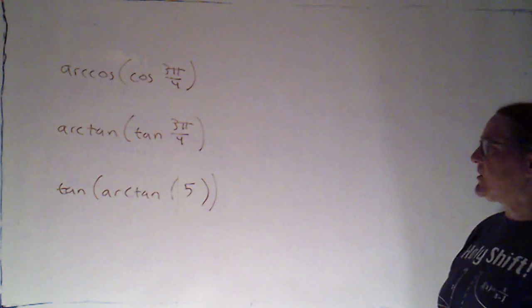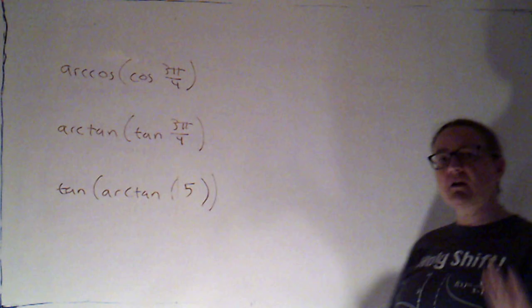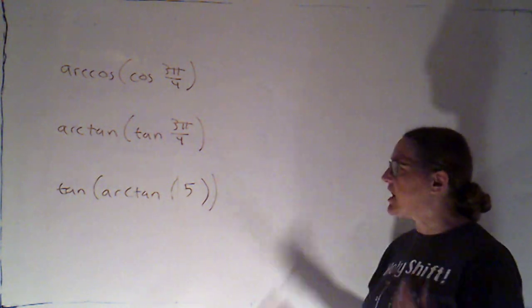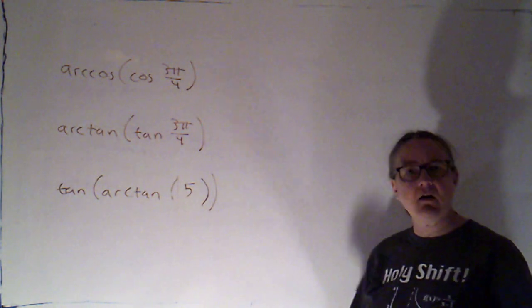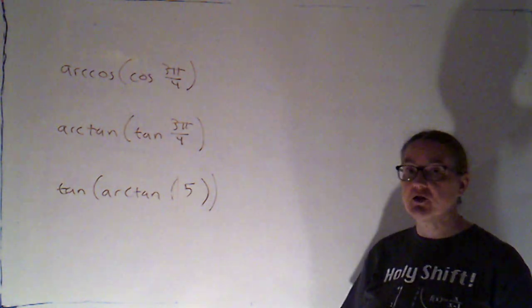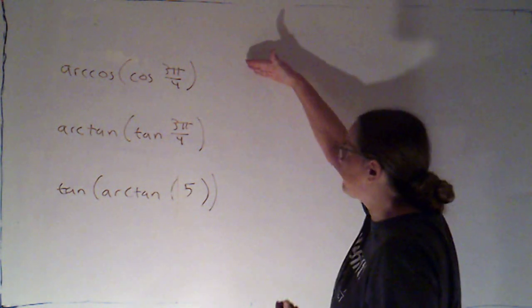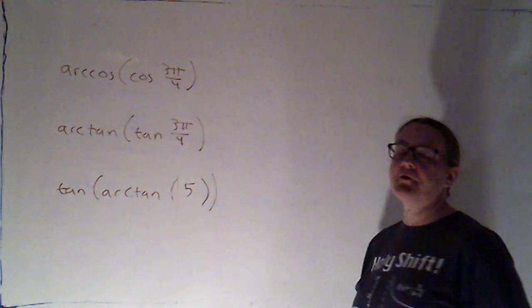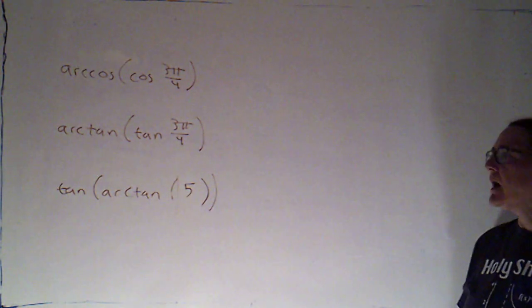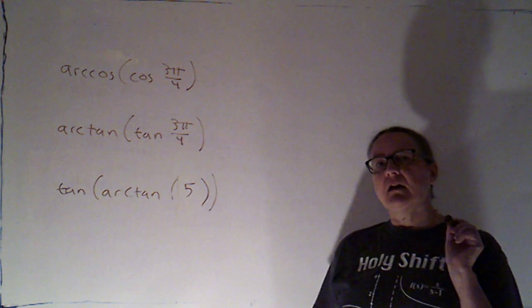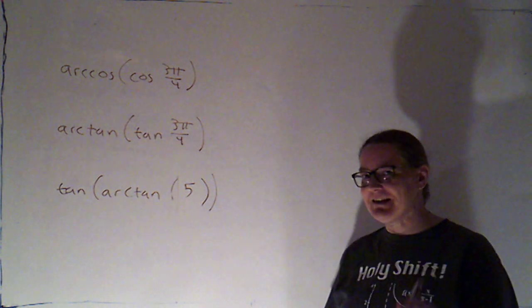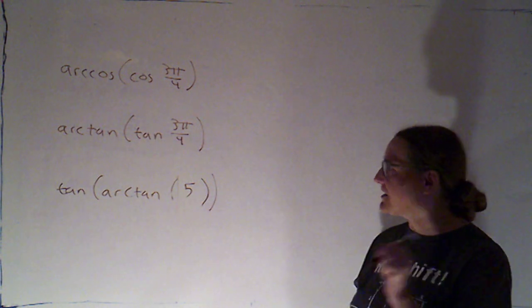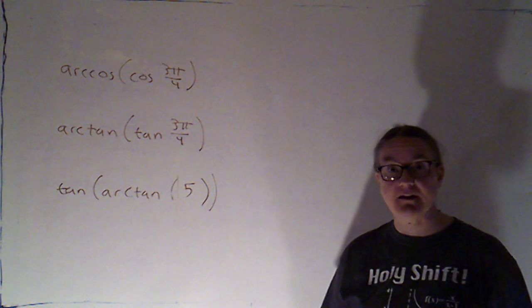It's tempting here to say, oh, cosine and arc cosine are inverse functions, so they just undo each other. And tangent and arctan are inverse functions, so they undo each other, and just blindly say 3 pi over 4, 3 pi over 4, 5. We would get 2 out of those 3 questions right. The problem is cosine is not the inverse of arc cosine, and arc cosine is not the inverse of cosine.